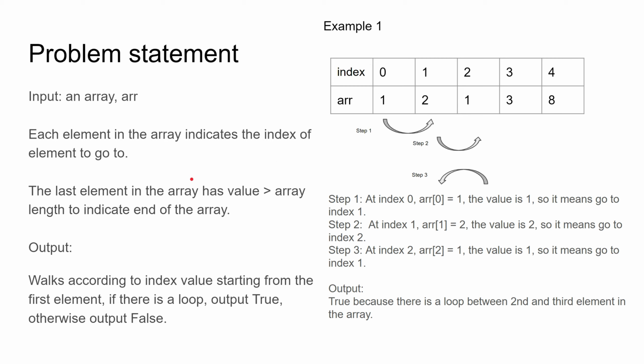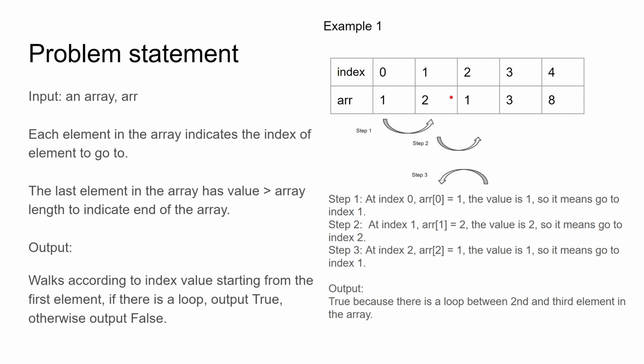The last element in the array has a value bigger than the array length to indicate the end of the array. So this 8 is bigger than the length, which is 5, and that indicates the end of the array. The output: we're also going to index value starting from the first element. If there is a loop, the output is true, and otherwise the output is false.